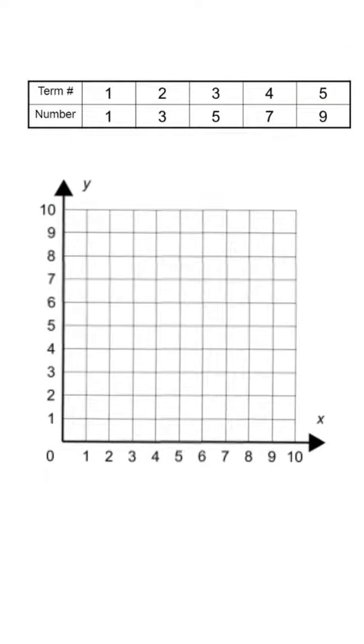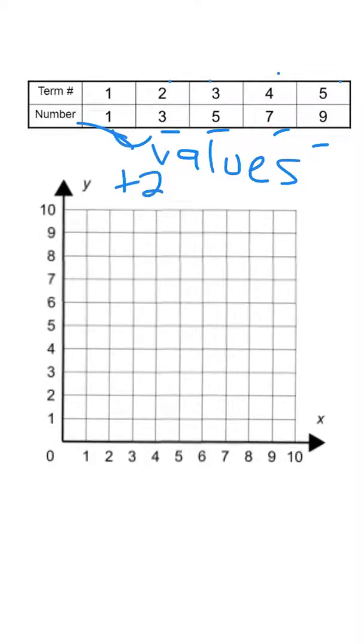All right, so for this example, we have our term numbers, 1, 2, 3, 4, 5, and then we have our term values. So the values are the bottom box. So our values are 1, 3, 5, 7, 9. So if I look, how do I get from 1 to 3? Well, I added 2. 3 to 5, I added 2. 5 to 7, I added 2.